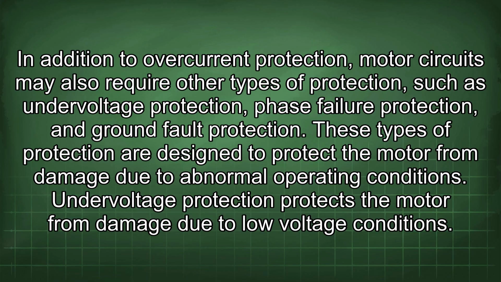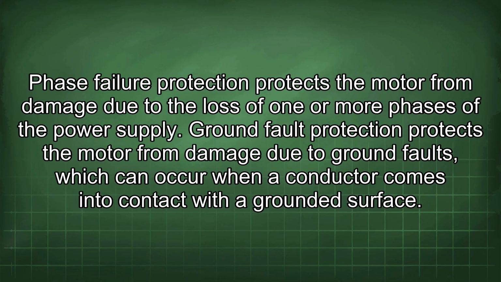Undervoltage protection protects the motor from damage due to low voltage conditions. Phase failure protection protects the motor from damage due to the loss of one or more phases of the power supply. Ground fault protection protects the motor from damage due to ground faults, which can occur when a conductor comes into contact with a grounded surface.